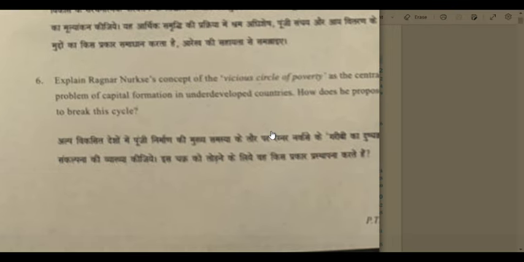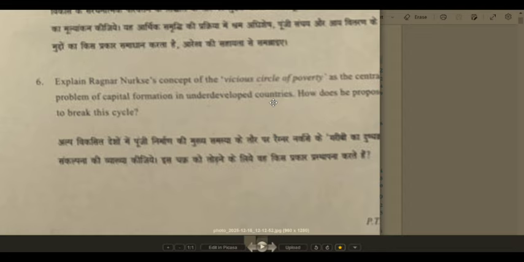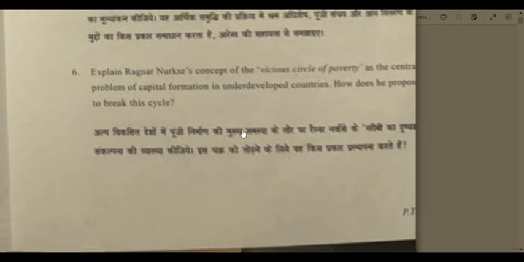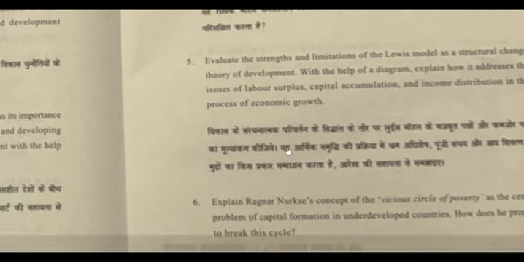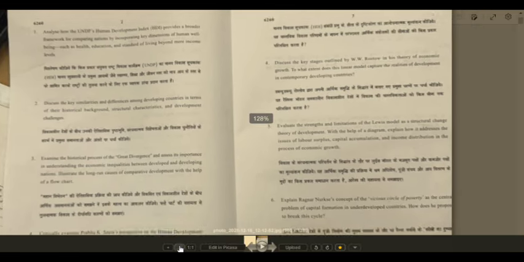Then question 6, explain Nurkse's concept of vicious circle of poverty. This is again from Unit number 3. Okay, so basically we have discussed, there are some similar types of questions which are asked in every paper. Now let's move to another question paper if we can. Okay.